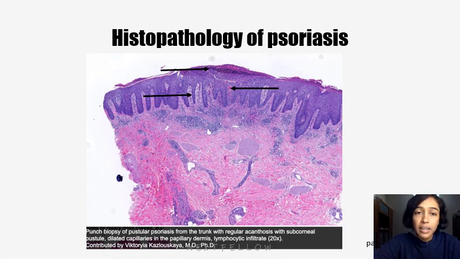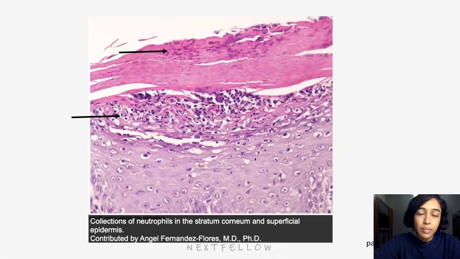Okay? And in the suprapapillary areas, here you can see the dilated capillaries, some dilated capillaries. You can see a lymphocytic infiltrate in the dermis, which will be perivascular usually. So this is a higher power view. You can see the collection of neutrophils in the stratum corneum, in the keratinized layer, and down here as well you can see a collection of neutrophils, which is like a pustule basically in the epidermis.